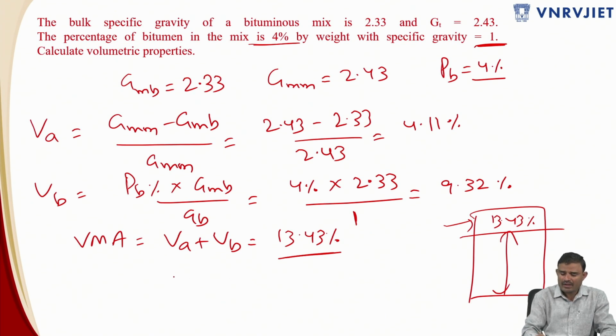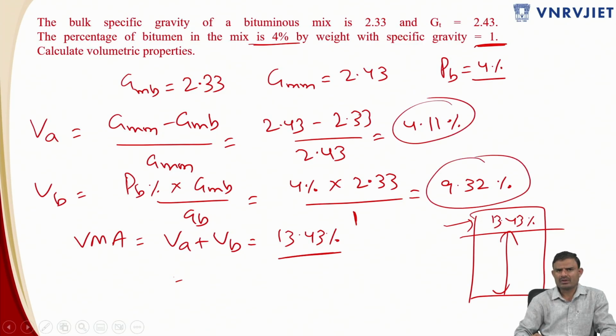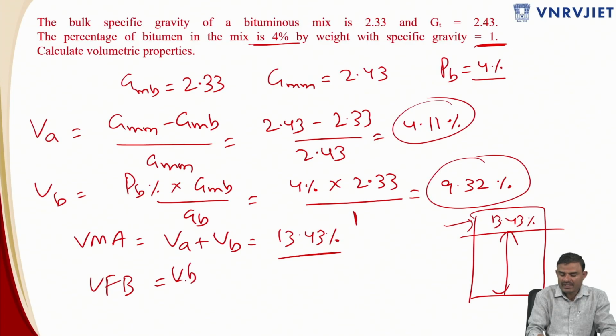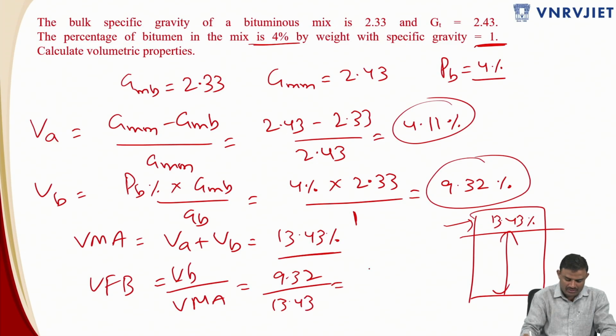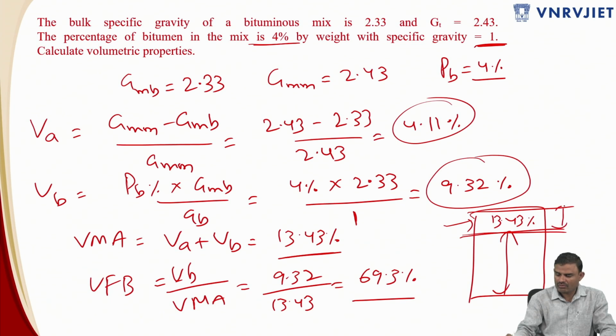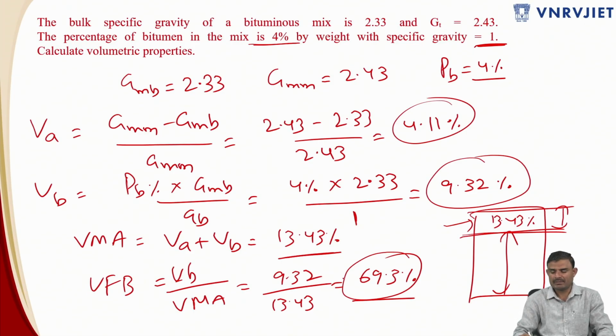Out of this, 9.32% is for bitumen, and there is a reasonable 4% amount of air voids present, which is available for secondary compaction. Now voids filled with bitumen is VB divided by VMA, which is 9.32 divided by 13.43, and you are going to get 69.3%. So out of the entire voids in mineral aggregate, 69.3%, very close to 70%, is being occupied by bitumen. That is the inference you have to understand.